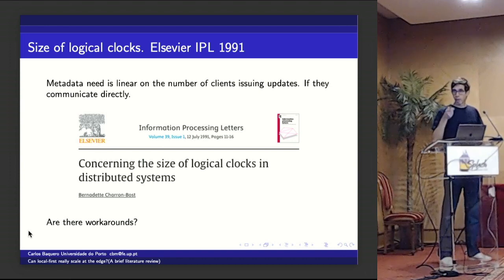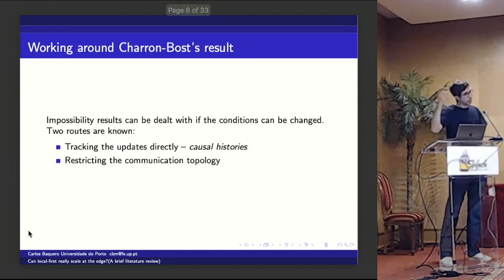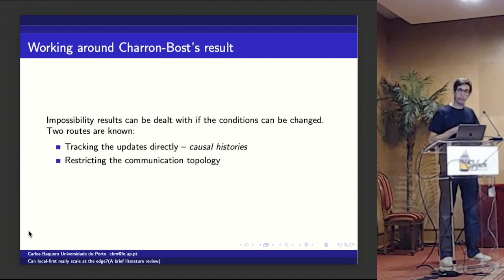So now we might guess, okay, either we pay the price and we do it because we need to do it, or we try some workarounds. So the question is, are there workarounds? And there are some, and the talk will be about some of these workarounds. So impossibility results that are correct, we cannot do anything about them.